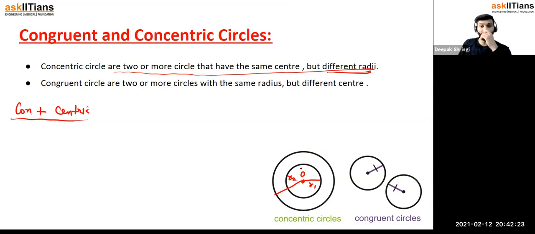And what is a congruent circle? Congruent circles are circles which have the same radii but different centers. You can look at these two in the second figure. They have the same radius, because this length and this length are the same. So their radii are the same, but their centers are different. The center for the first one, let's say, is lying over here. Let's say it is P. And for the second one, the center is at Q. So the centers are different, but the radius is the same. So congruent circles have the same radius but different centers, and concentric circles have the same center but different radii. Is that clear to everyone? It's very simple, right?